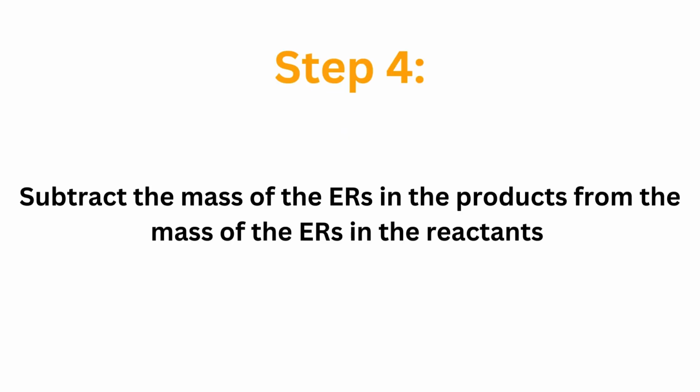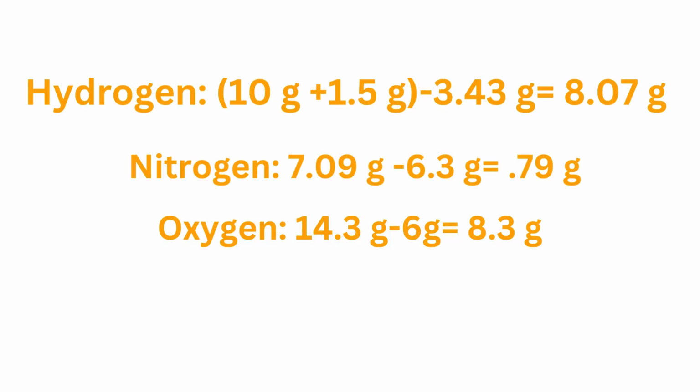The final part of our work is to subtract the mass of the excess reactants in the products from the mass of the excess reactants in the reactants. By doing this, we will find how much of each excess reactant is left over. We will do this by adding together the mass of each excess reactant in the reactants and subtracting the mass of that element in the products. By doing this, we get these results.